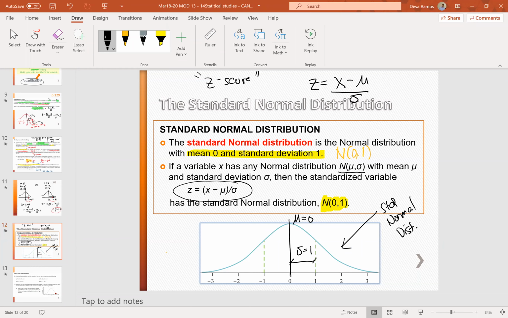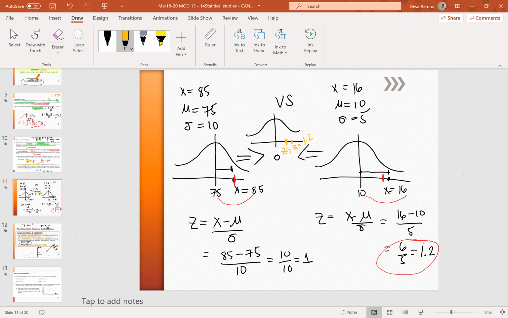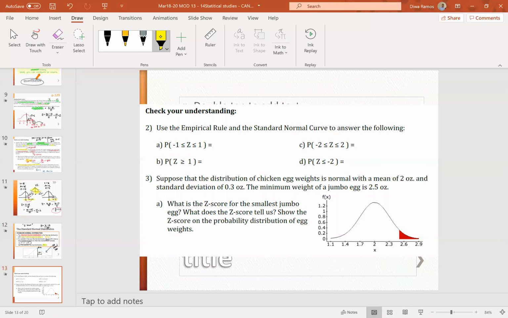The standard deviation is 1, which is essentially what happened here. We converted both of them into a standard normal distribution with a center of 0. One of them has a z-score of 1, while the other has a z-score of 1.2. So one is much further away than the other, but they're now sharing a similar scale. Even though their original scores are different, we can now compare them relative to each other through a similar scale. Make sense?